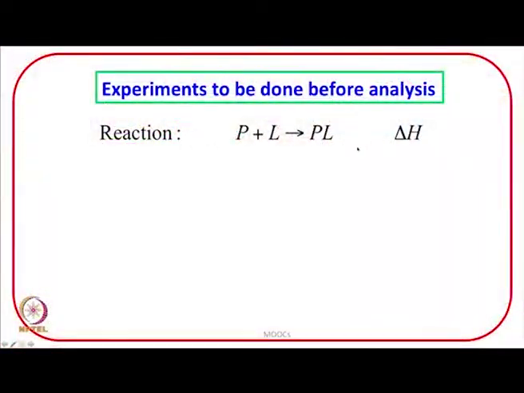So this is one complete experiment for the reaction of a ligand with a protein. Now the question is, what experiments need to be done before the analysis? Before we actually go for analysis, how many experiments need to be done? We are interested in understanding the interaction of a ligand with a protein to form a complex. P plus L is forming PL, and the associated change in enthalpy is delta H. That is what we want to experimentally determine.